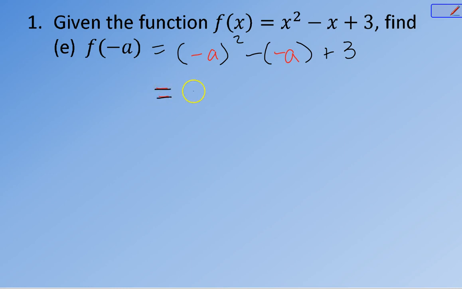So let's simplify that. Do that with my black pen. So negative a squared. You know that's negative 1 times negative 1, which is positive 1, and a times a is a squared. And then minus a negative a is plus an a, plus 3. Therefore, the f of negative a is equal to a squared plus a plus 3. Really important that you're using those parentheses. You can't add them because they're not like terms.